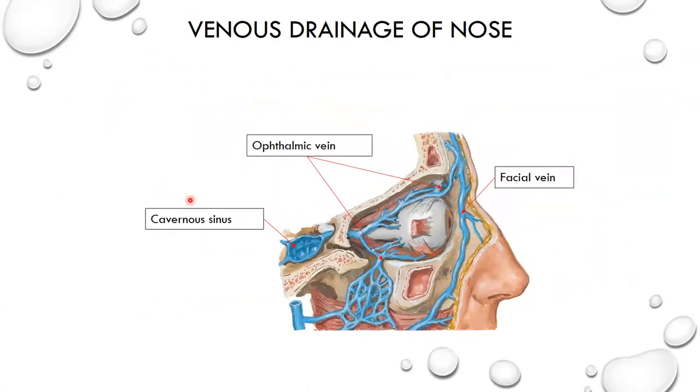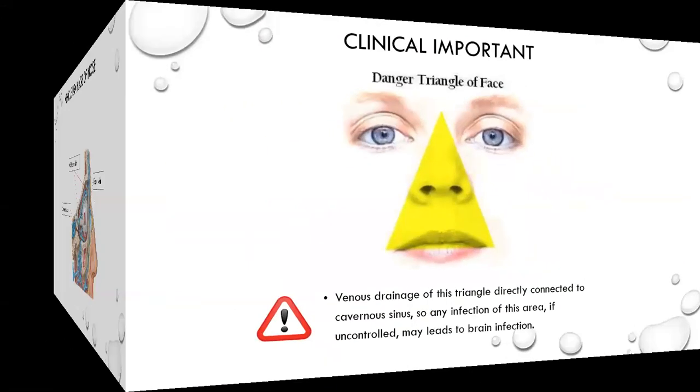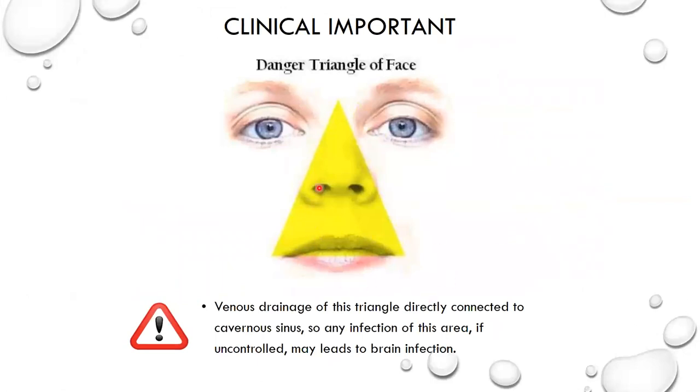Now is the venous drainage of the nose. The blood from the nose area will drain into the facial vein, into the ophthalmic vein, and eventually to the cavernous sinus. So this area is known as the danger triangle of the face. Because they drain into the cavernous sinus, which is located intracranially, any infection of this area, if uncontrolled or untreated, may lead to brain infection through the cavernous sinus drainage.